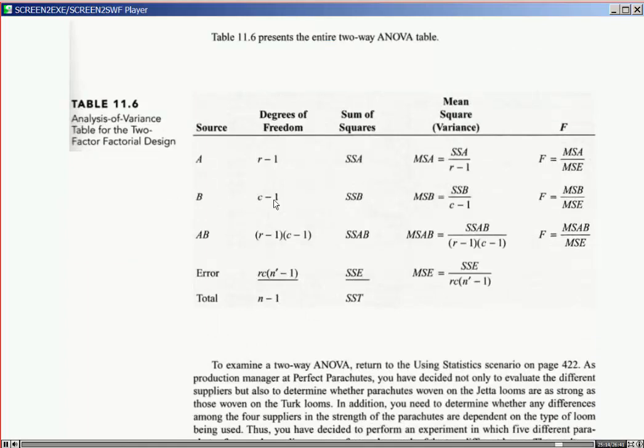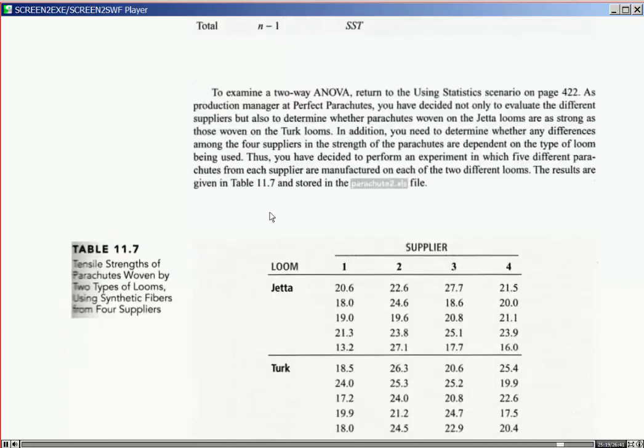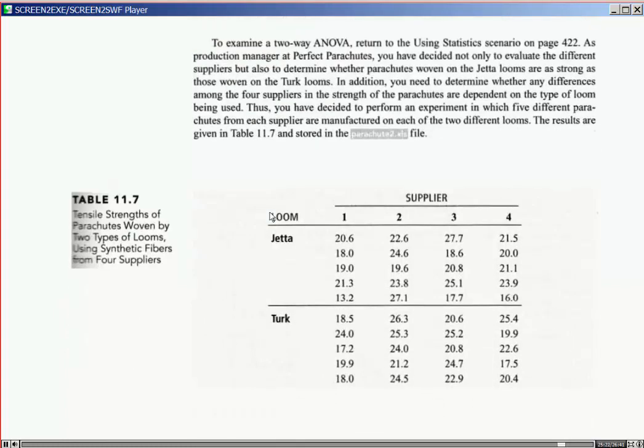And here's the two-way ANOVA table. Basically an expanded one-way ANOVA table. To examine a two-way ANOVA, return to the Using Statistics scenario on page 422. As production manager at Perfect Parachutes, you have decided not only to evaluate the different suppliers, but also to determine whether parachutes woven on the Jetta looms are as strong as those woven on the Turk looms.